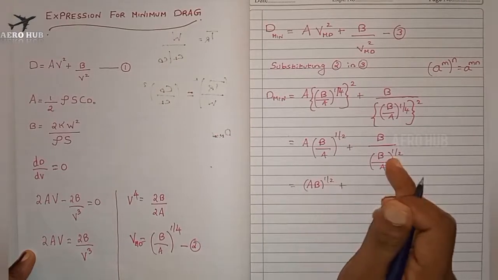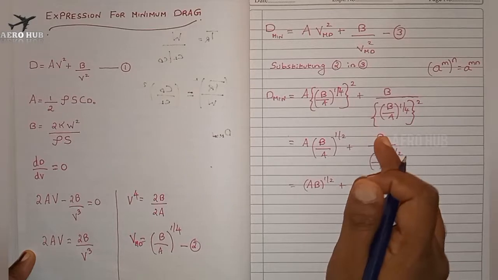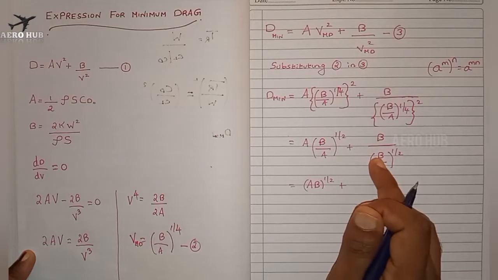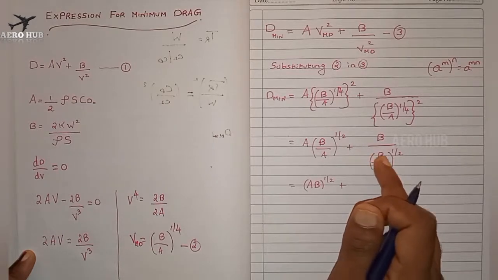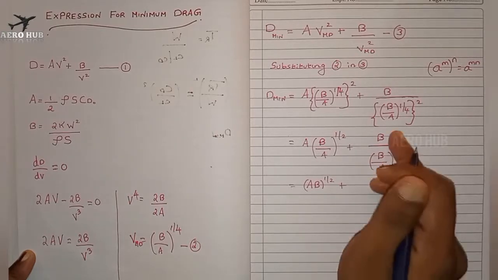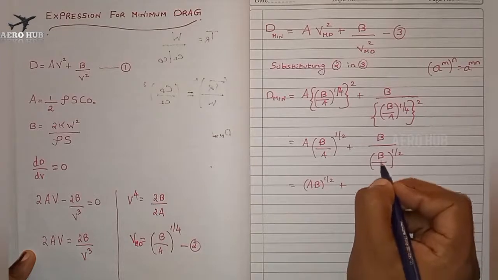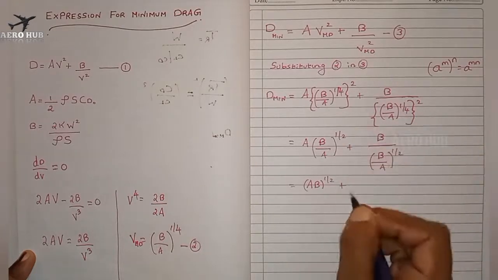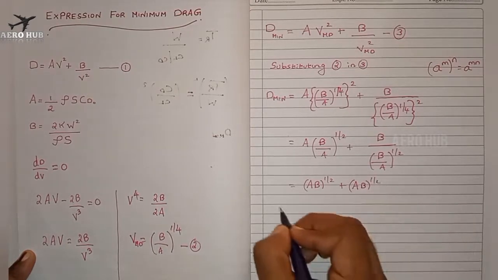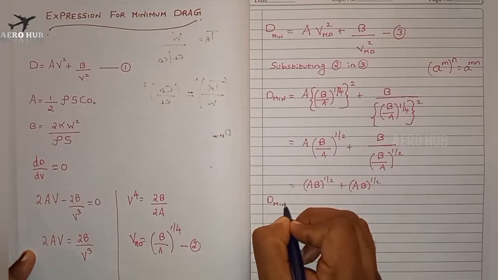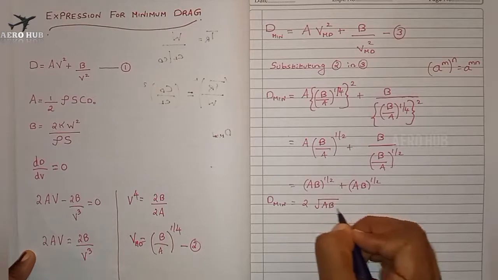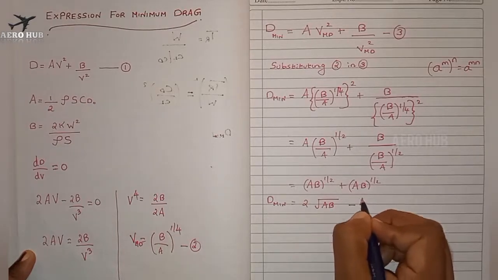Similarly here also we have root B into, I can write this as root B, that is B power 1 by 2, and we have B power 1 by 2 here, and I can cancel out one B power 1 by 2 from the denominator. So finally I get (AB) all power 1 by 2. The 1 by A the whole power 1 by 2 will go to the numerator. Finally I get (AB) the whole power 1 by 2. So D minimum will be equal to 2 times root AB. I put this as equation number 4.